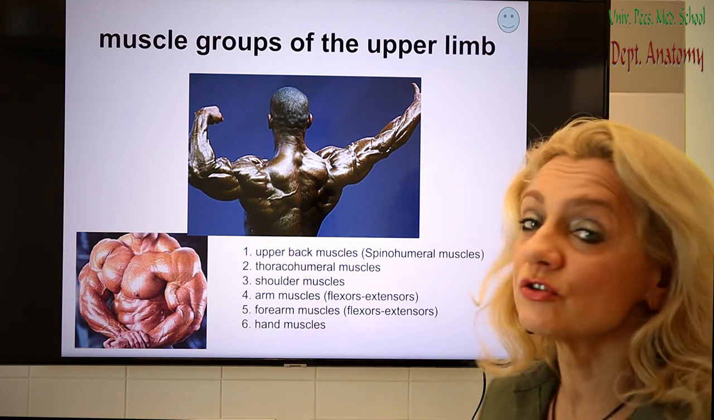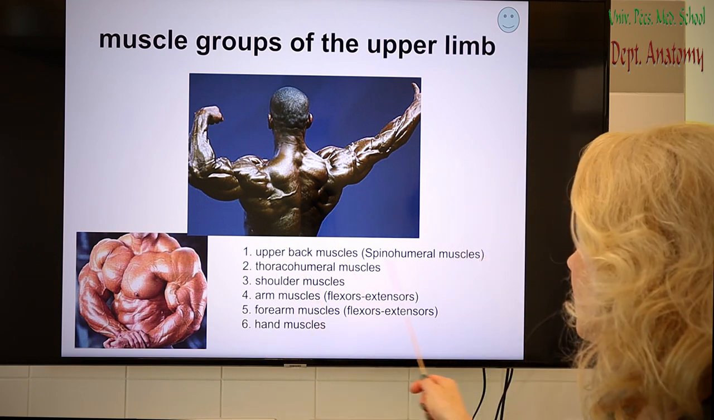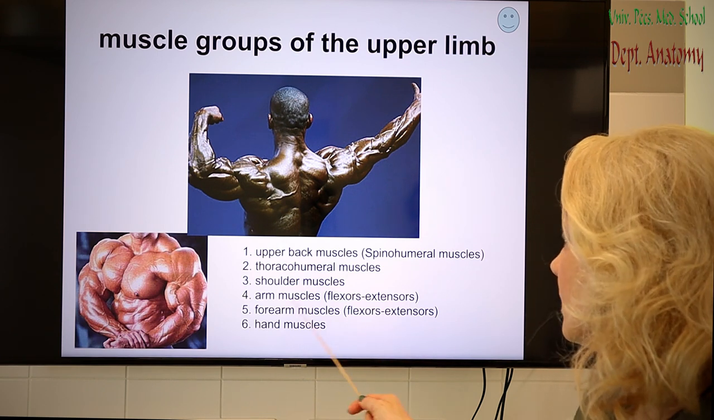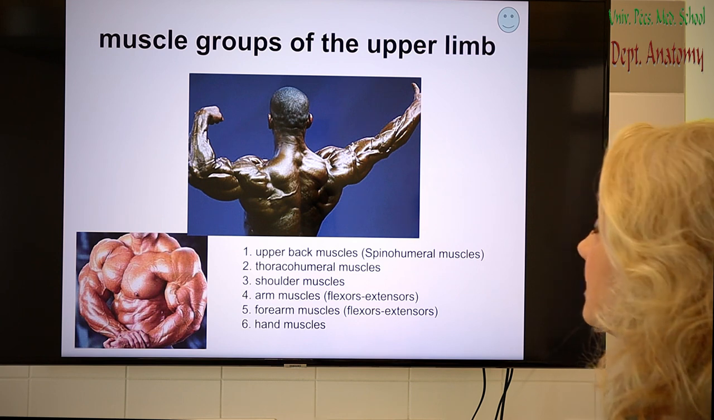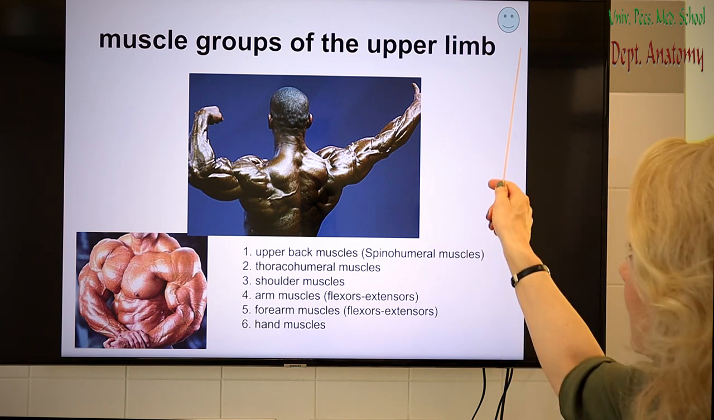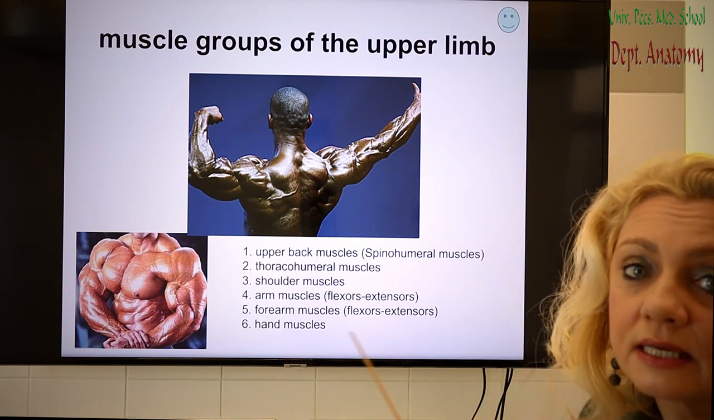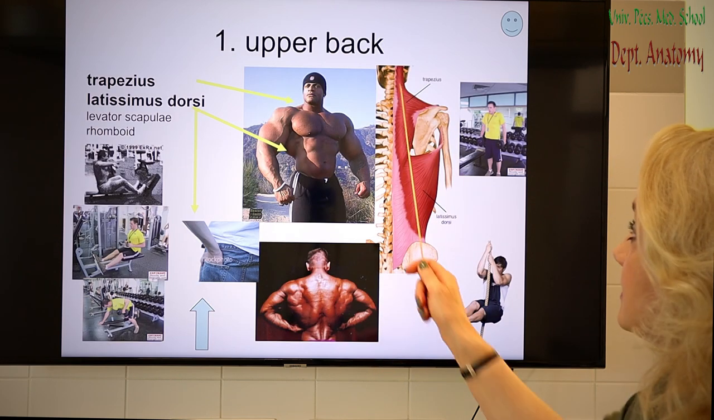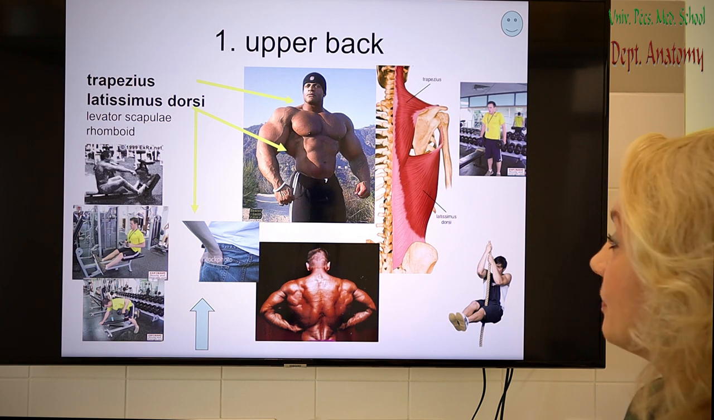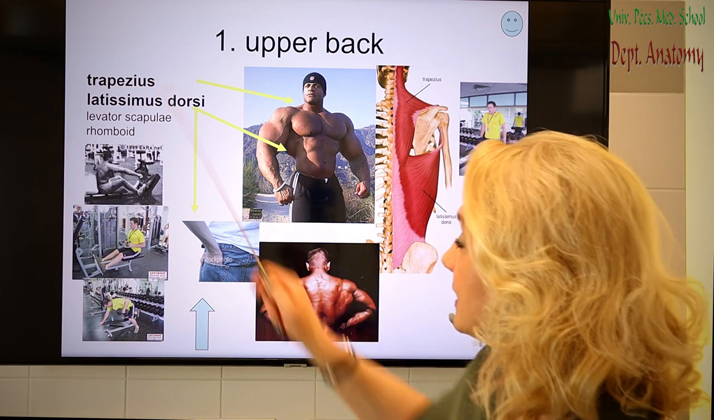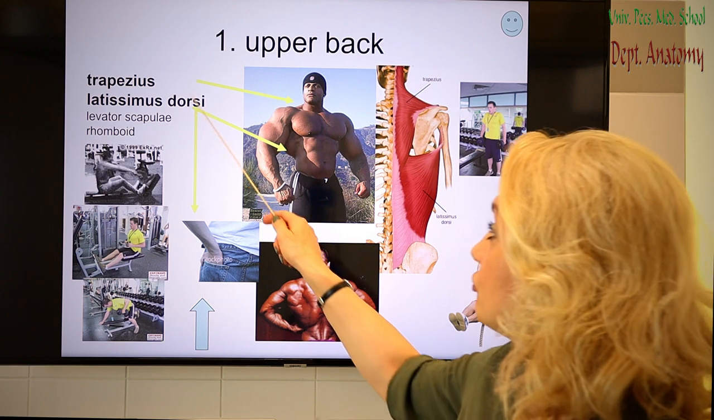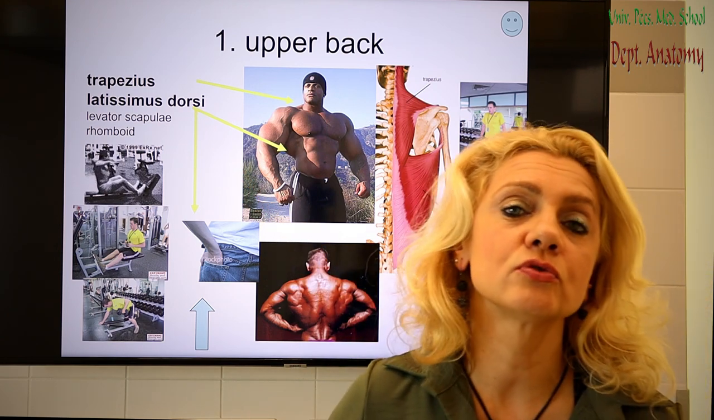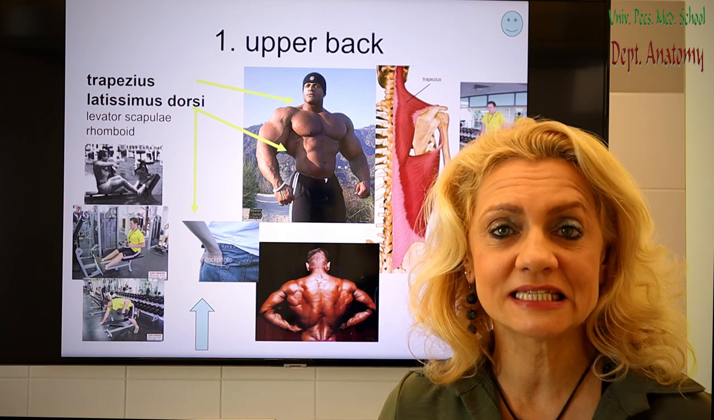So these are the six muscle groups of the upper limb. The spinohumeral, the thoracohumeral, the shoulder muscles, arm, forearm and hand muscles. And again, what is important for the exam, I will specifically emphasize. So let's start with the upper back or spinohumeral muscles, and just the two biggest ones, the trapezius and latissimus muscles. And here I would like to draw your attention to one common mistake.